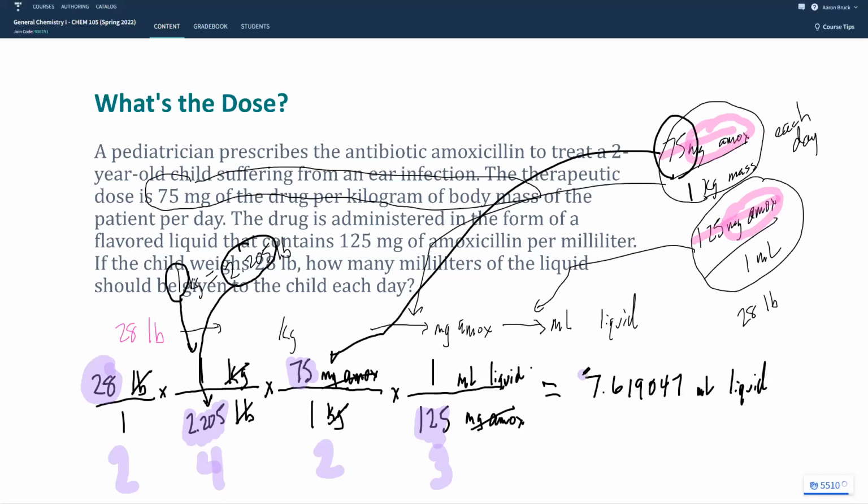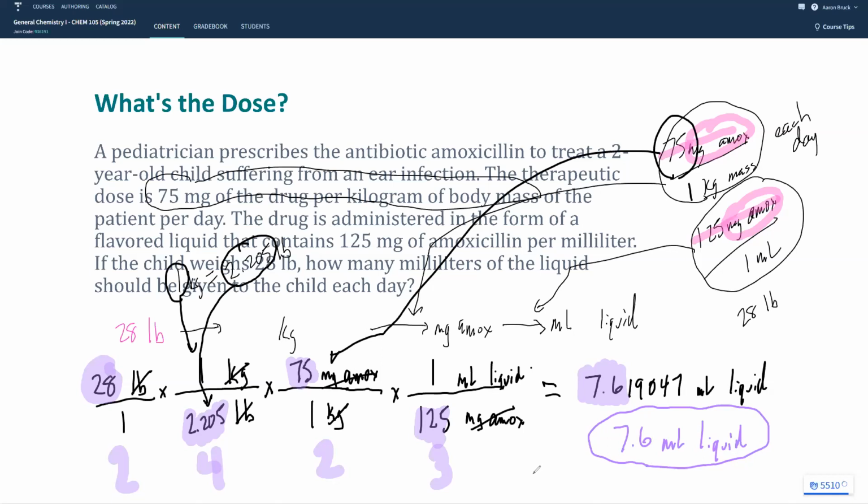So my first sig fig is the 7. My second is the 6. So that's where I'm going to round. 7.6, the 1 here tells us that it's less than 5. I'm going to round down. 7.6 milliliters of liquid is my correct and final answer for this problem.